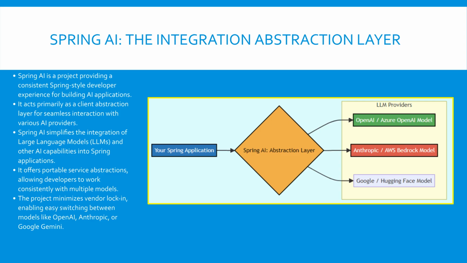This abstraction is crucial because it gives you a portable service experience. This means that the code you write remains consistent, whether your application is using a model from OpenAI, or Anthropic, or Google, or another provider like Hugging Face or Mistral AI. The core benefit here is avoiding being locked into a single vendor. If you decide that a different model or service is better for your needs, you can switch providers simply by changing a configuration line, rather than having to completely rewrite your application's core integration code.